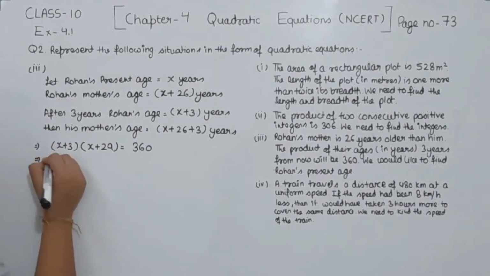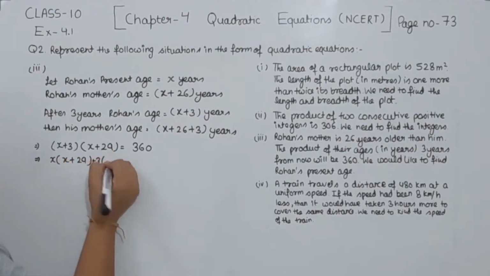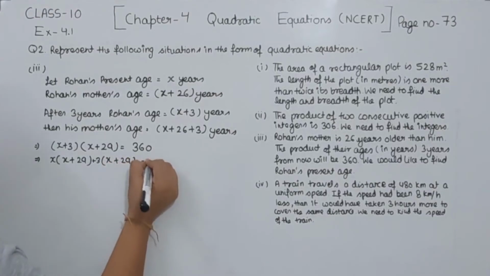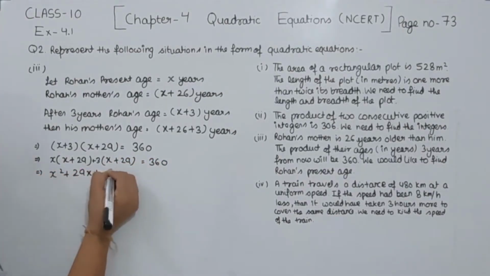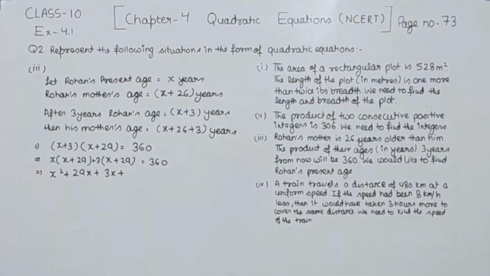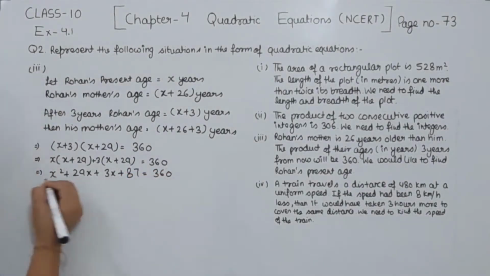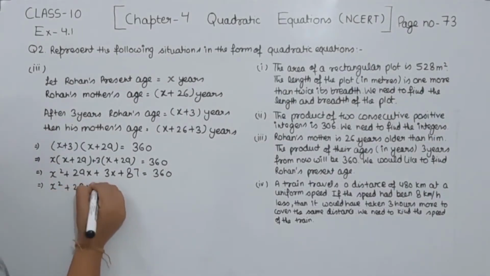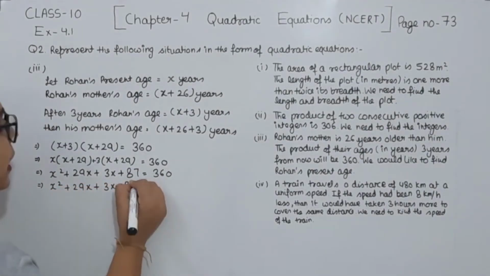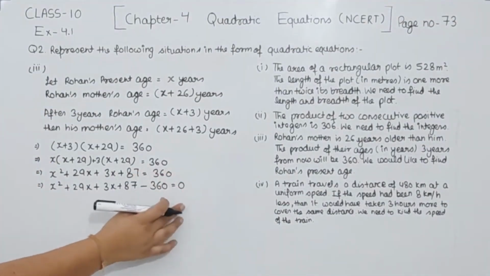So this one we are having is x multiplied by x plus 29, and here 3 multiplied by x plus 29. Now this is x square plus 29x plus 3x plus, we have to multiply 29 by 3, and this will be equal to 87. And this is equal to the 360 we are having. Now we are going to transpose this 360 from right hand side to the left hand side. So this is minus 360.